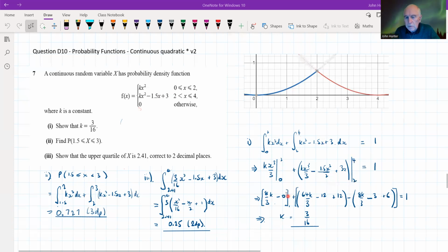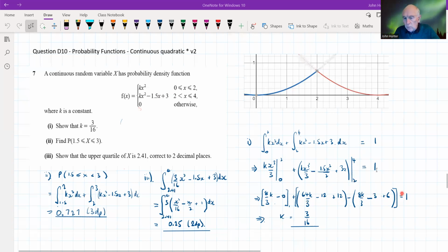So what this means is that we're going to evaluate this expression at x equals 2, and then subtract its evaluation at x equals 0. And that's what that is. So that's going to come to 8 over 3 k minus, well, it's obviously 0, isn't it, as soon as we stick a 0 in there. So that is this. And then we're going to do the same thing here. So this is the evaluation of that function at 4, and this is its evaluation at x equals 2.